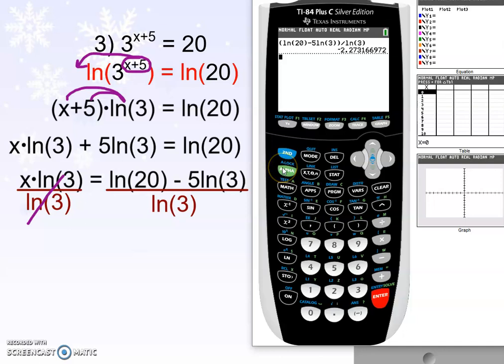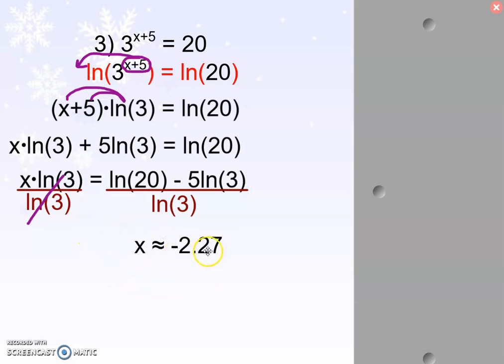Now, those of you with the fancier, newer graphing calculators, that fraction feature is really nice. I can type it exactly as it's written. I don't need to worry about those extra parentheses. I can just type it exactly as it's written, and you will see we end up getting the same thing. X is about negative 2.27.